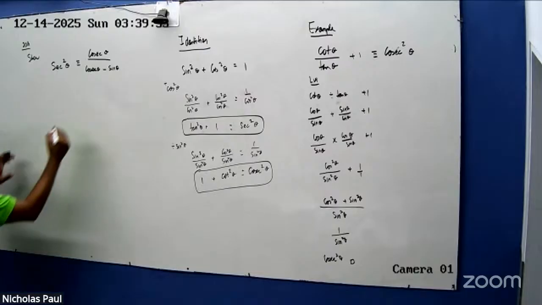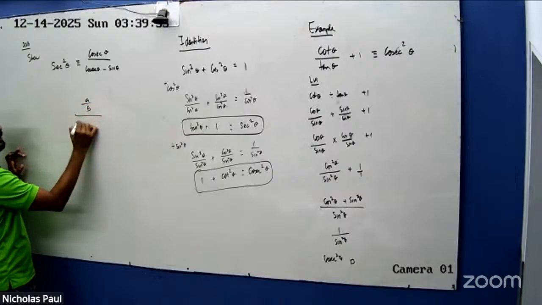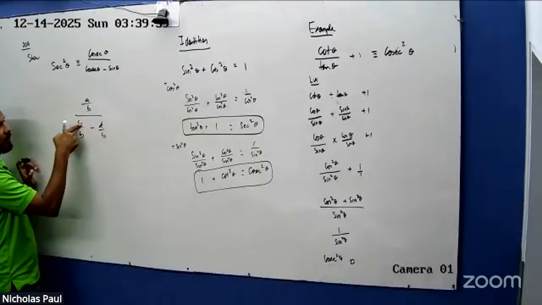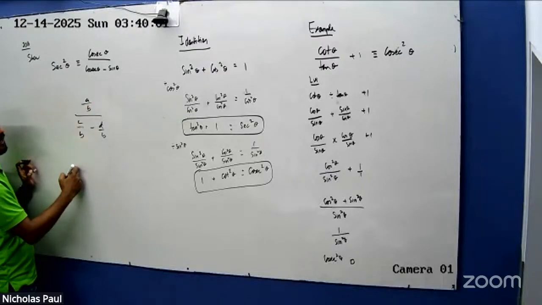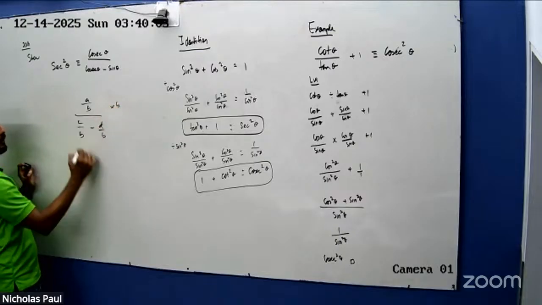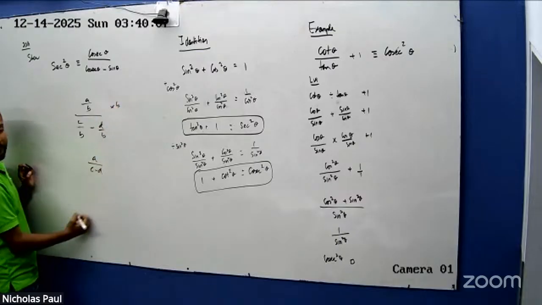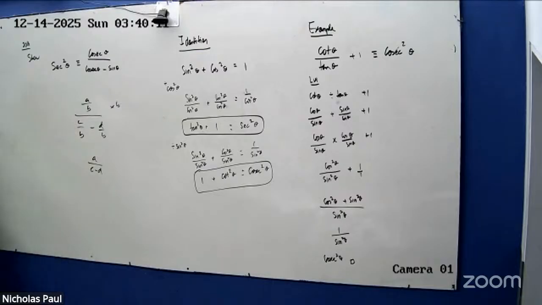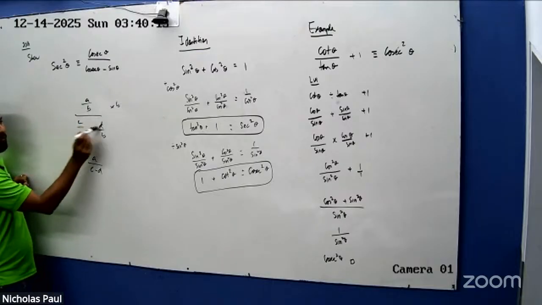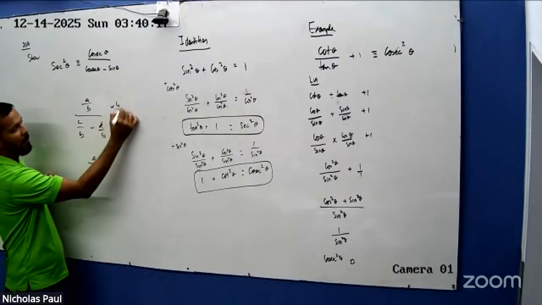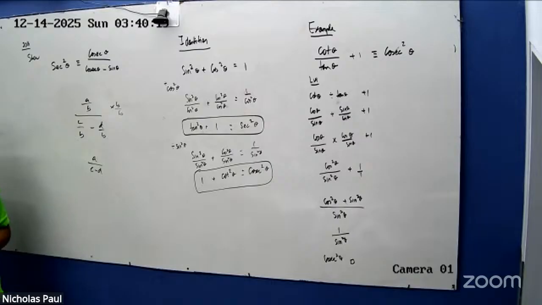If you have A over B plus C over B minus D over B, and you multiply every single term by B, you'll get A plus C minus D. These two are the same thing. You can multiply every single fraction by the same thing. It's the same as multiplying by B on B, if you want to look at it that way.